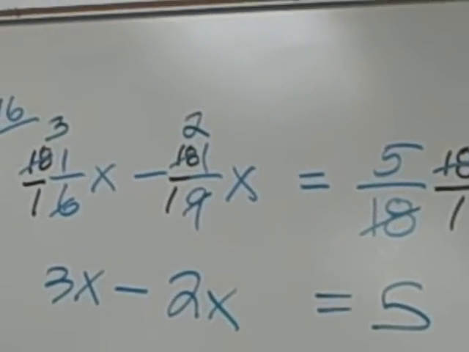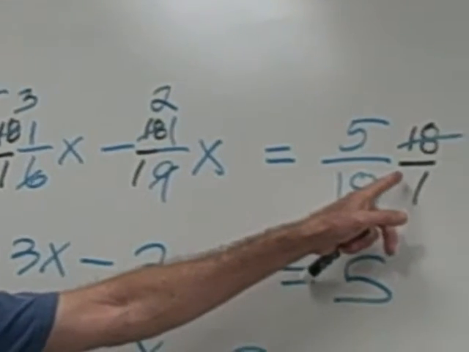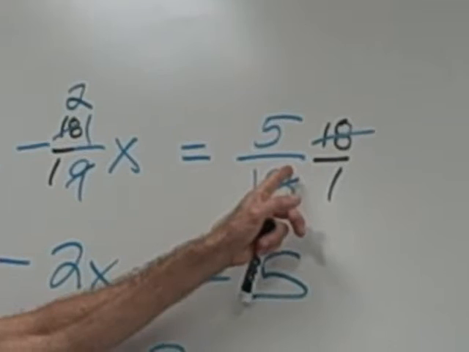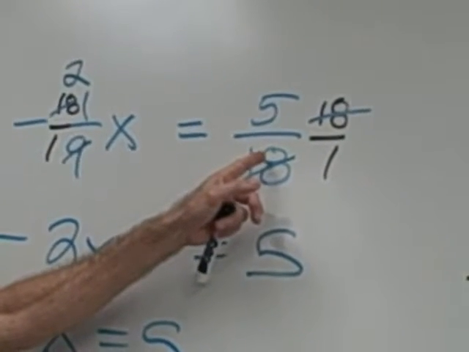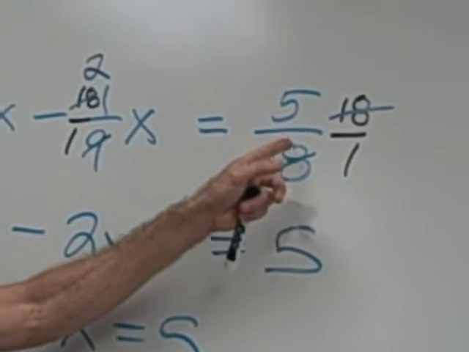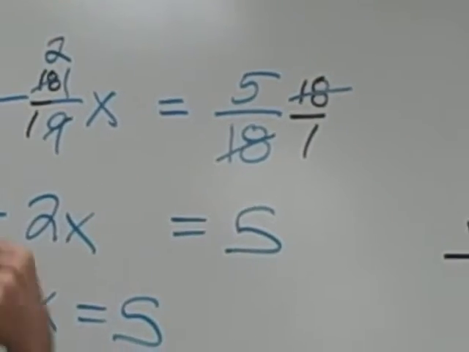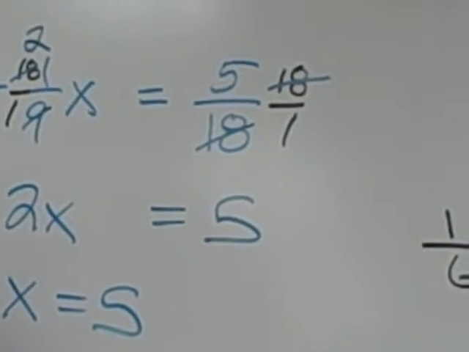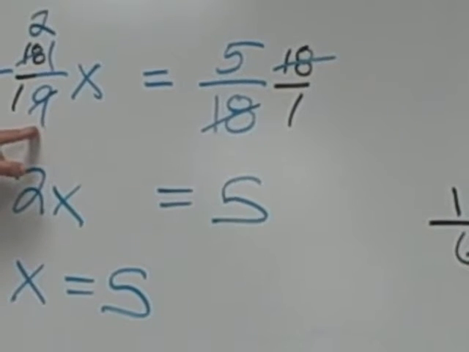One last comment on this problem. If the number over here was not a fraction, let's make believe this number over here was just 2, not a fraction. You would still multiply it by the LCM. Of course, if this was just a 2 here, the LCM would be 18 again.